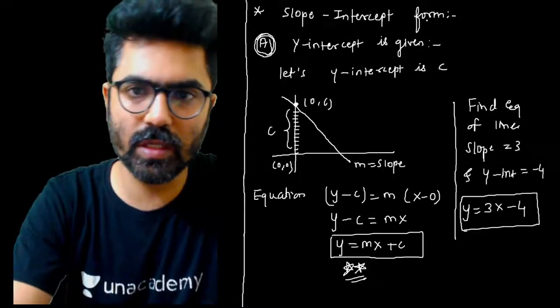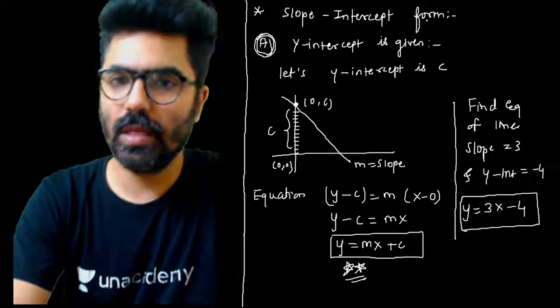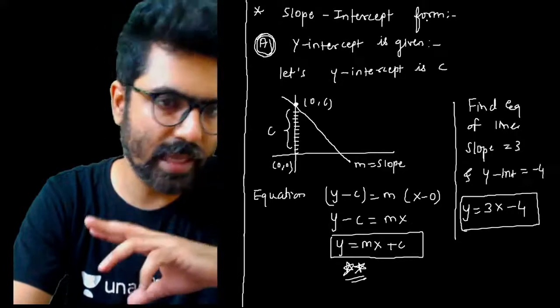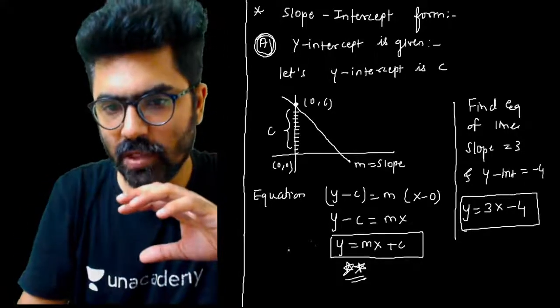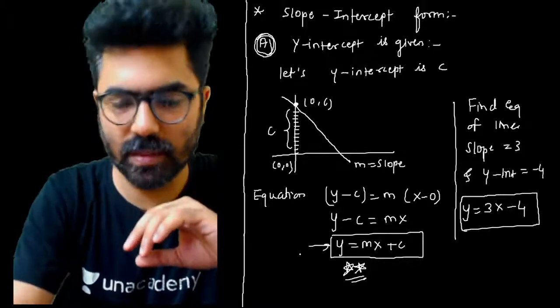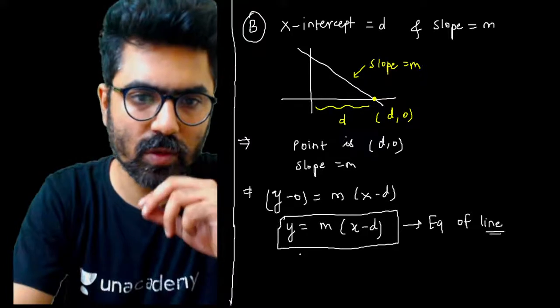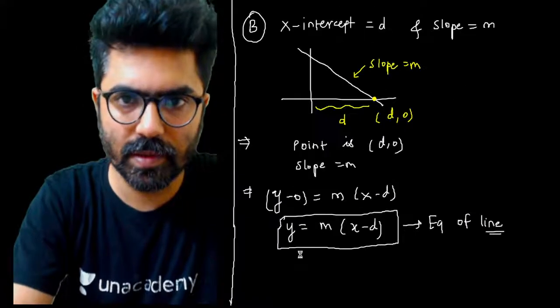Then the third which we started is what? Slope intercept form. In that, 2 types were there: when the y-intercept is given and when the x-intercept is given. For the y-intercept, the equation came out to be y equal to mx plus c. Here the equation came y equal to m into x minus d. So these are the three forms that we have covered today.